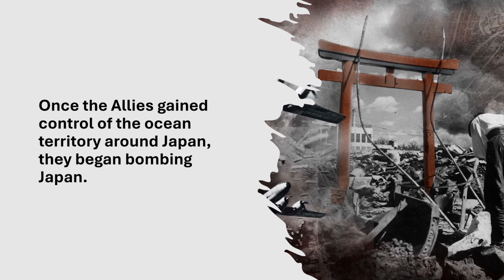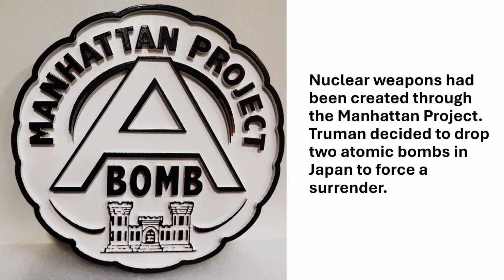Once the Allies gained control of the ocean territory around Japan, they began bombing Japan. Nuclear weapons had been created through the Manhattan Project. Truman decided to drop 2 atomic bombs in Japan to force a surrender. This decision was based on not wanting to put more American troops' lives at risk. A lot of people would have been killed, so they decided that dropping the atomic bombs was the best decision to protect American life.